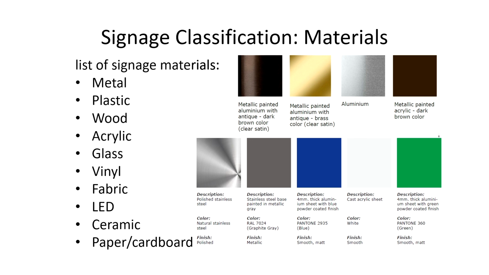Then we have paper, which is utilized for temporary signage such as flyers. It is laminated to be durable after being printed digitally or offset.